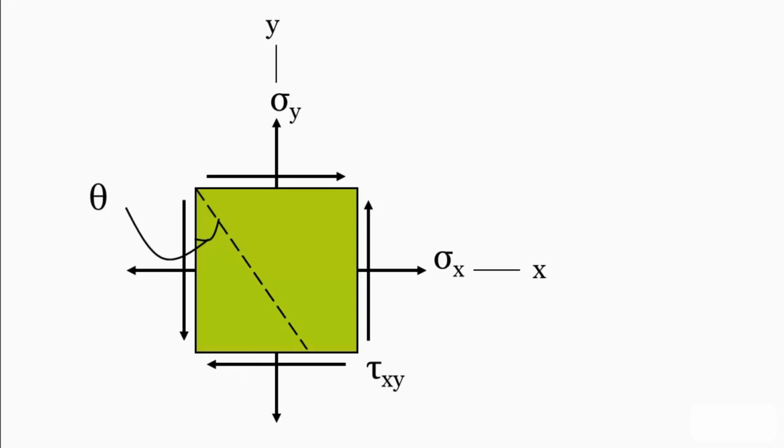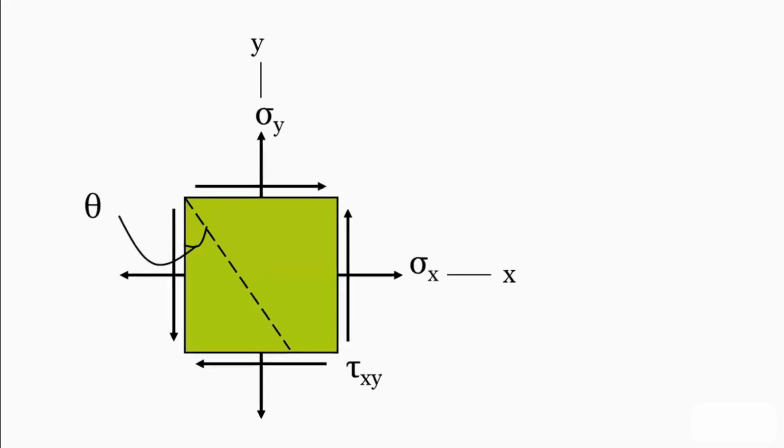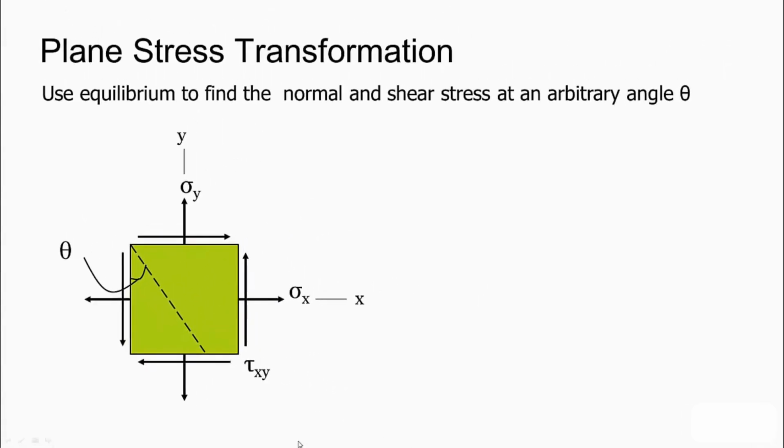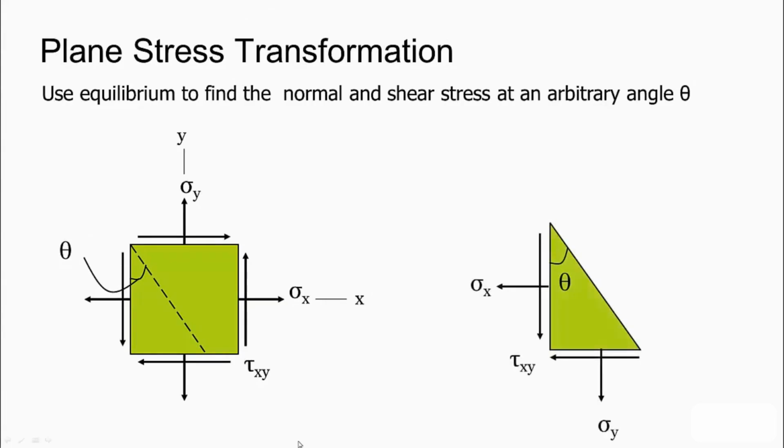So what we're going to do is section this element, which will represent a point. Now we've drawn it as a square, as we have done in many cases before, but it is representative of a single point. And we'll section it at an arbitrary angle theta, which would give us the element here shown on the right. Now we have to apply our normal stress acting at our new x direction and our shear stress tau x prime y prime acting in our new local y coordinate.